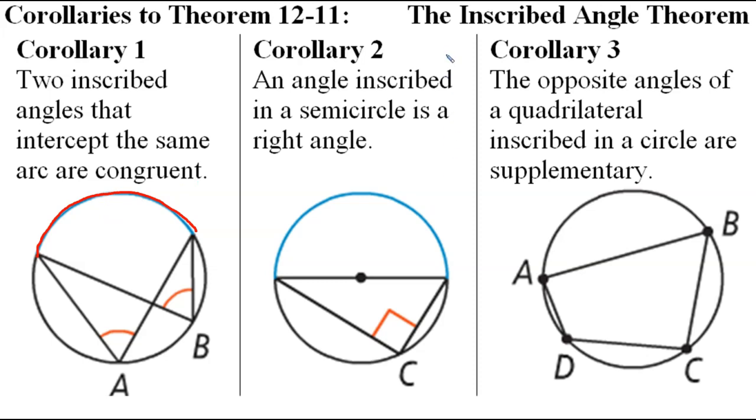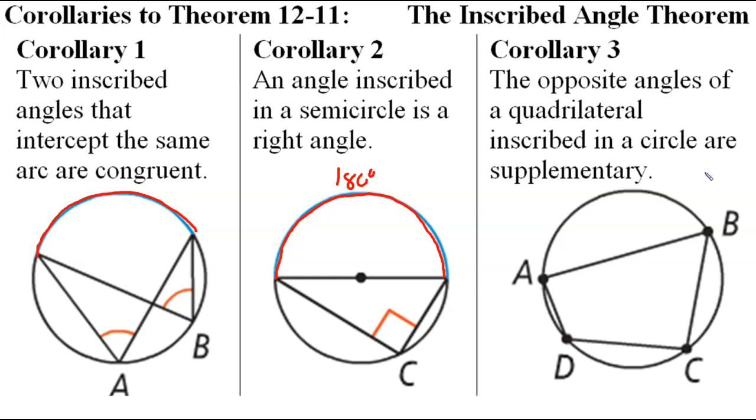Corollary 2 says an angle inscribed in a semicircle is a right angle. Remember, a semicircle is half a circle. So if we ever have an angle that intercepts half the circle, I know that half the circle is just 180, and half of that is 90. Angle equals half the arc. When I divide 180 by 2, I get 90.